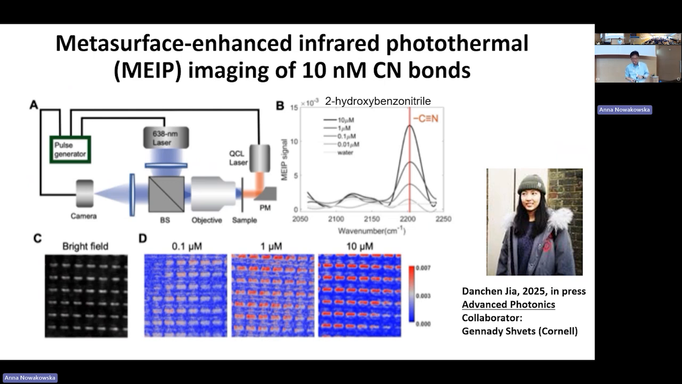They can modulate the reflection from these nanorods, and you can measure this with a visible beam. So with this method, you can see this contrast at single nanorod level, and you can measure up to 10 nanometer monolayer. So that's very high sensitivity, right?